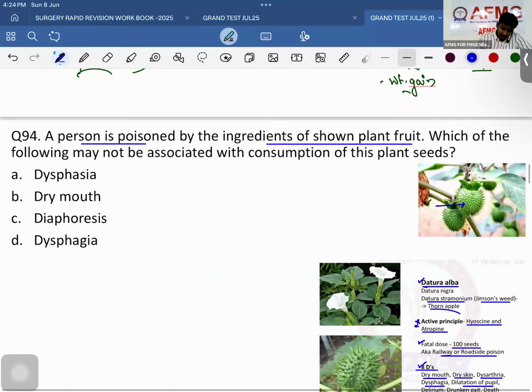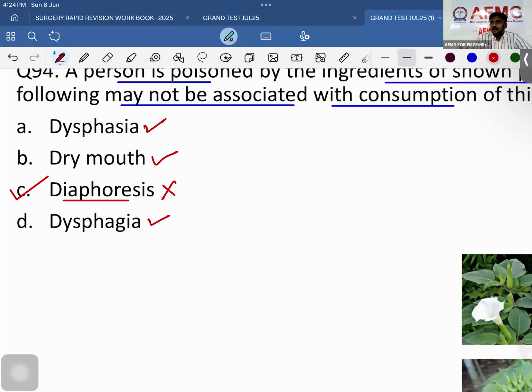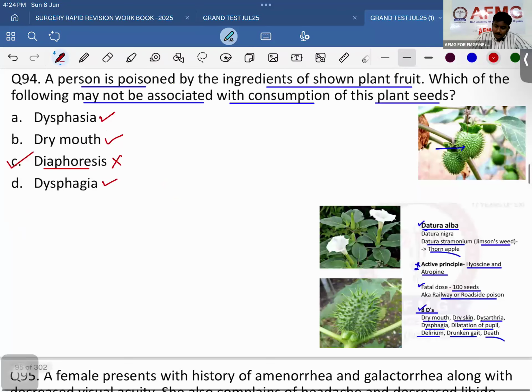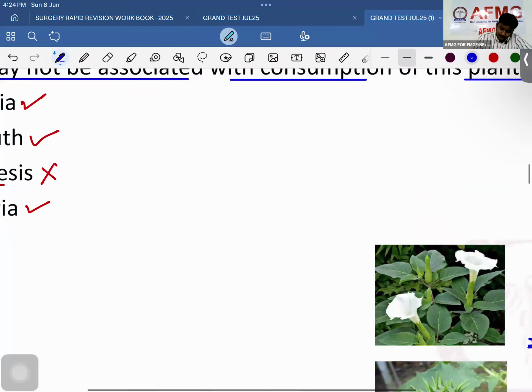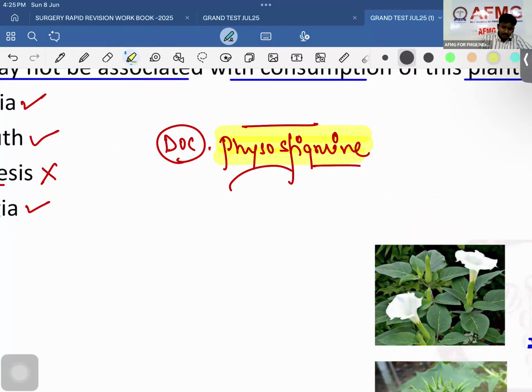Now tell me which among the following may not be associated with consumption of this plant seed, they are asking you. Very good. We know dysphagia can be seen, dry mouth can be seen. Diaphoresis is excessive sweating. No, rather there is less sweating, causing dry skin basically. No diaphoresis is going to be present in this patient. What is the drug of choice for Datura poisoning? Yes. So drug of choice definitely for Dhatura poisoning is going to be physostigmine. So for atropine and Dhatura poisoning, both, the drug of choice is going to be physostigmine itself. That is important to be remembered.